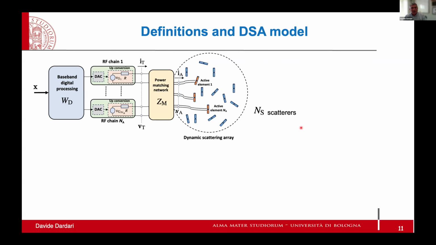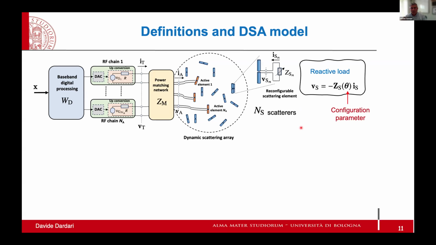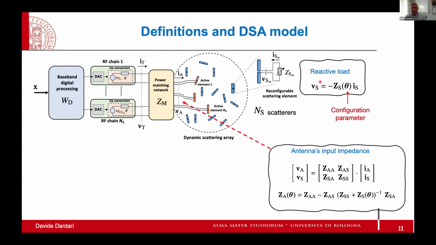So this is more detail about the modeling, but I will skip some of it. We can model each scatterer as an antenna with a configurable load. Ideally, it would be nice to have a reactive load so that we don't have power consumption, but later we will show a more realistic model. And then it is possible to derive, for instance, the antenna input impedance by some circuit level derivations.